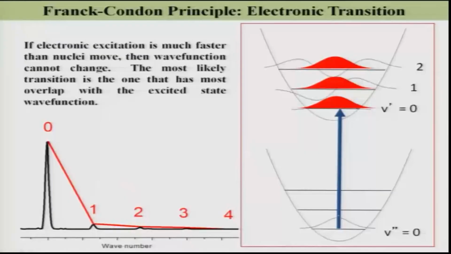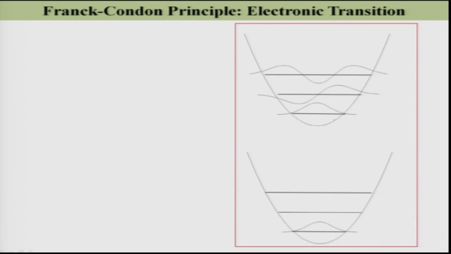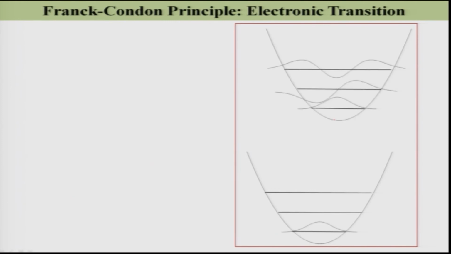In this case the 0-0 transition was the most allowed, because the position of this harmonic potential and the position of this harmonic potential are almost similar. However, if they are shifted, there is no guarantee that these two are exactly the same. They are the same here, but they could also be shifted to this position.